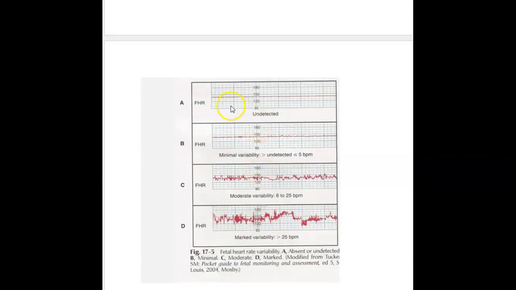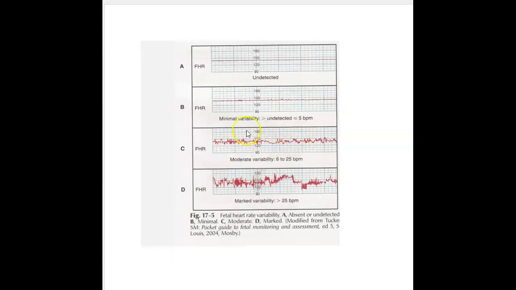So we can look at it here. Undetected, this tells us that we have a brain dead baby, that we're having a lot of trouble. Minimal variability, greater than 1 to 5. This says either the baby's sleeping or we may have some problems, we just don't know. Average or moderate variability is what we want. We can see that the brain is causing the heart rate to change. And that's 6 to 25, and that's great.